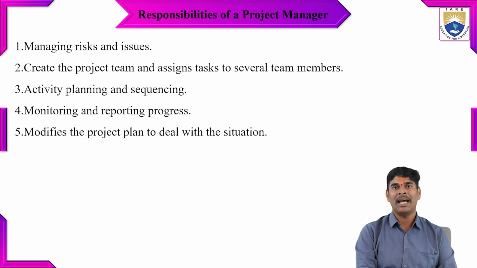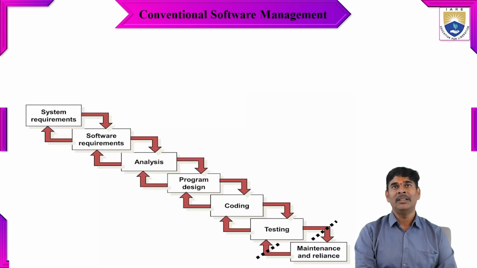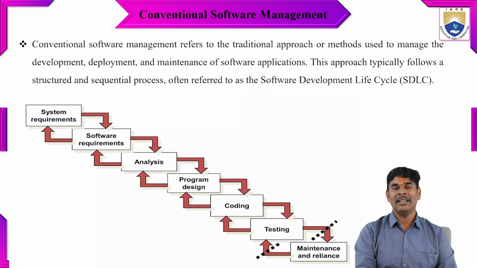Managing risk and issues, and next one is create the project team and assign tasks to several team members. Next is activity planning and sequencing. Fourth is monitoring and reporting progress. And the last one is modifying the project plan to deal with the situation. So whenever uncertainty comes, based upon the uncertainty, the project manager will consider and minimize the task. Okay, so this is the general idea about what is a project, what is software project management, and what is the main role of the project manager.